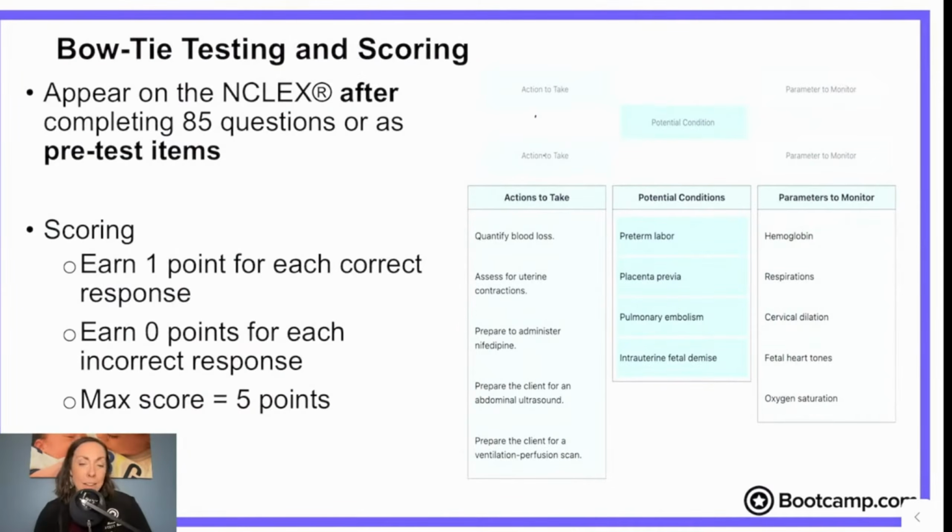Will you see this on your NCLEX? The answer here is that they show up after you've completed 85 questions on the NCLEX, or it could show up before as a pre-test item. So you might see it, but if it's before 85 questions, it's a pre-test item. And then scoring. The good news with these bow tie questions is that they're partial credit. That's really helpful. It's not all or nothing. You're going to get 1 point for each correct answer, and you can get a total of 5 points.